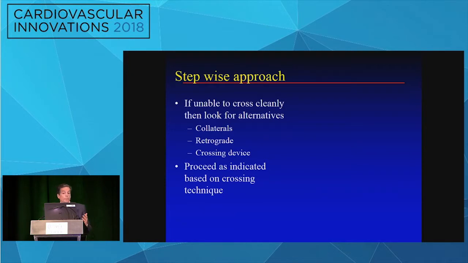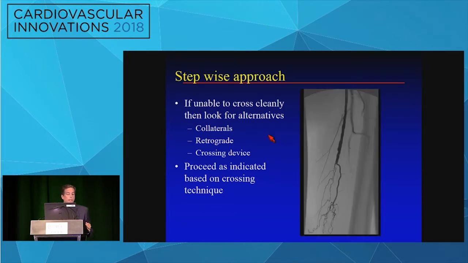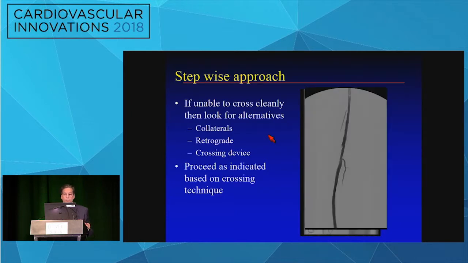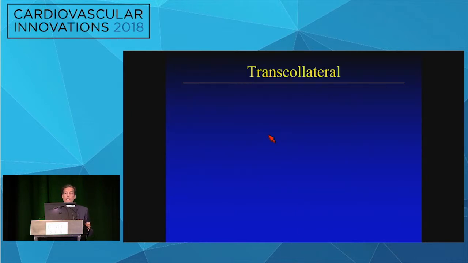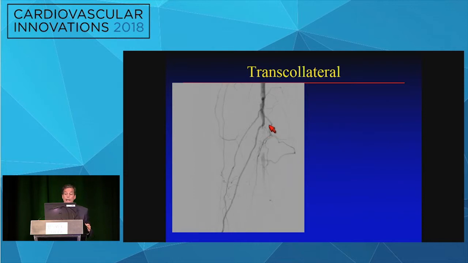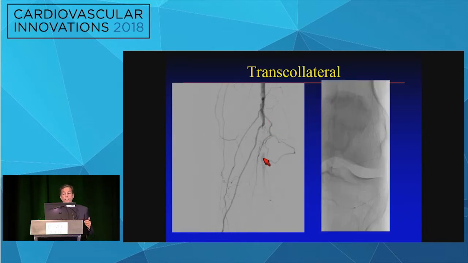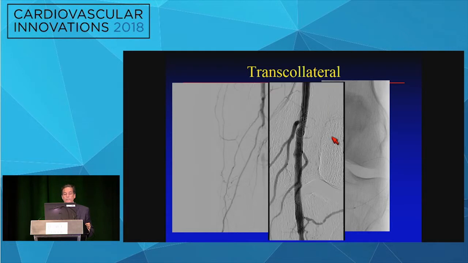So a stepwise approach, if you're unable to cross cleanly, look for alternatives. One would be try to cross antegrade. Here's simple antegrade crossing. If you can't cross antegrade and you find that you have a nice collateral bed here, you could probably make your way across that collateral and work retrograde. Again, fairly simple, but you just need a wire and a support catheter. Again, a commodity, not terribly expensive, and all you're paying for is really a stent.